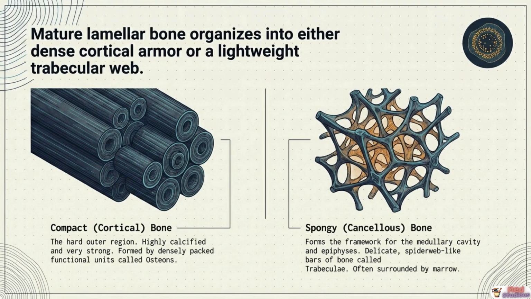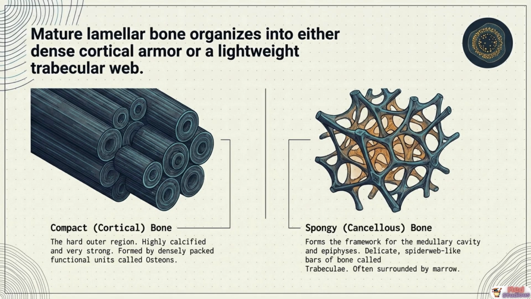Compact bone accounts for approximately 80% of total skeletal mass and provides the primary resistance to bending, twisting, and compressive forces. Microscopically, it is composed of densely packed structural units called osteons, or Haversian systems, which we will examine in detail in the next slide. Compact bone has a very low porosity, typically around 5 to 10%, meaning it is almost entirely solid mineralized matrix, with only narrow channels for blood vessels and nerves running through it.